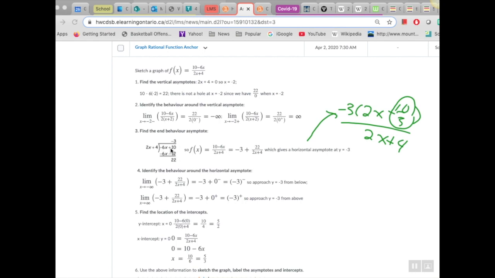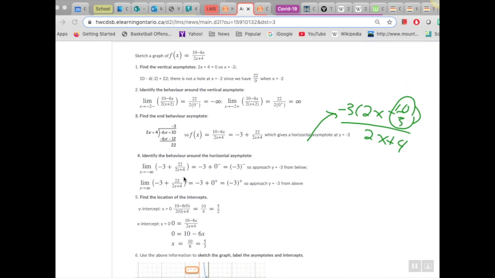And in our long division, we can now see that we can rewrite this as -3 plus 22 over 2x plus 4. Again, trying to figure out the behavior on the ends. We're really going to plug a positive infinity in here and see that when we do, well, actually this one was negative infinity, so I'm plugging in negative infinity, and I get a positive divided by a negative, close to 0 but negative, approaching -3 from below.